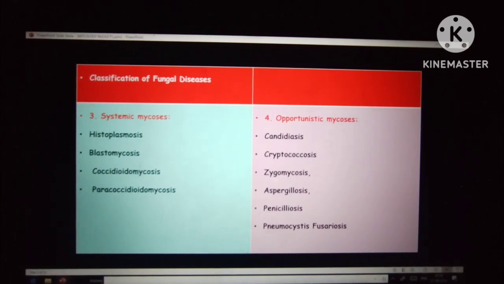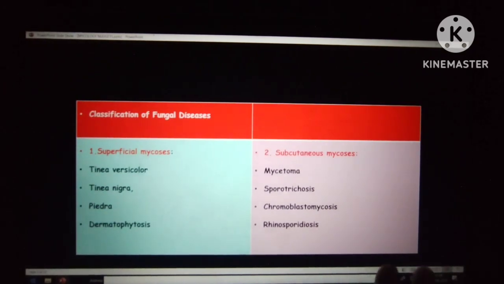These cause systemic infections, and could invade our lungs or the liver. Then the opportunistic mycosis, which is most commonly seen in immunocompromised or immunosuppressed patients. Here we will be dealing with candidiasis, cryptococcosis, zygomycosis, aspergillosis, penicilliosis, pneumocystis, and fusariosis. So you want to remember all the diseases coming under each classification. First we'll go through superficial mycosis.